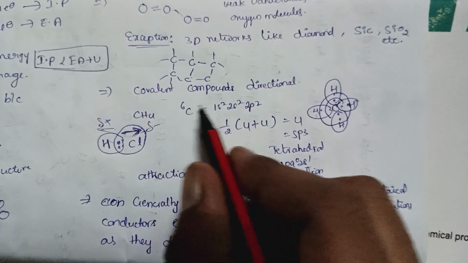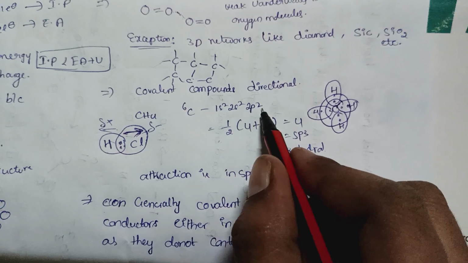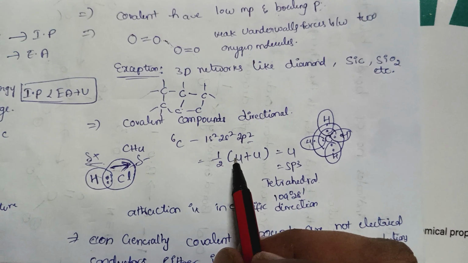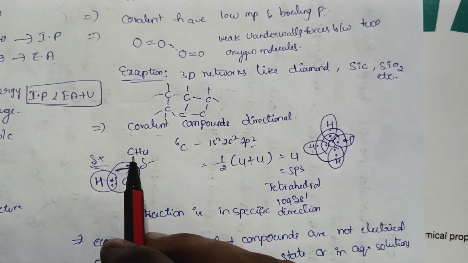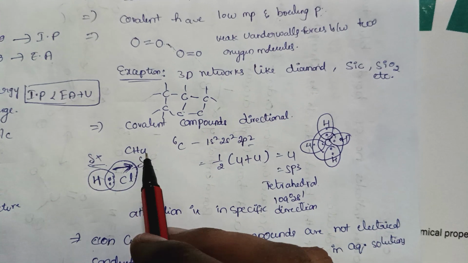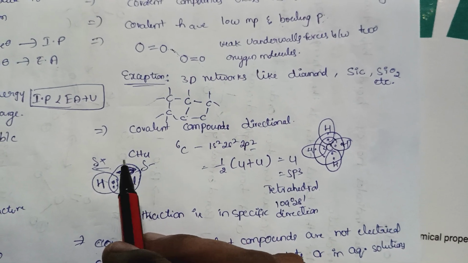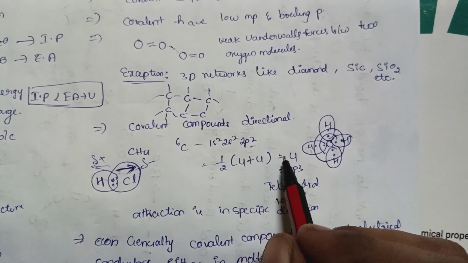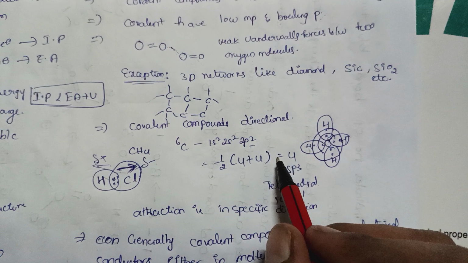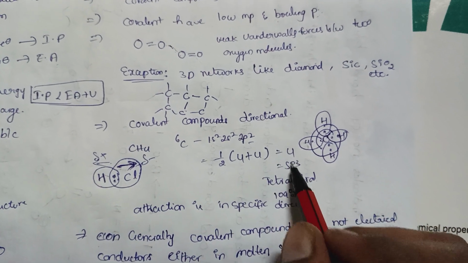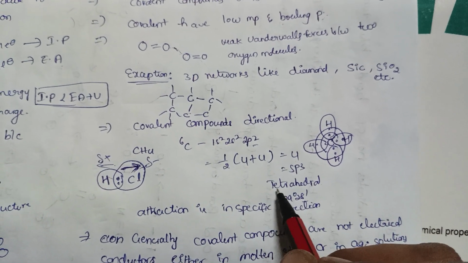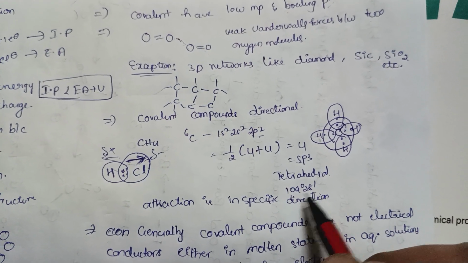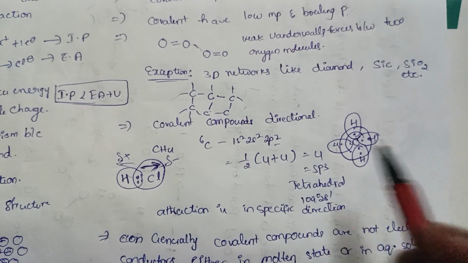Carbon's atomic number is 6. The configuration is 1s2, 2s2, 2p2. For hybridization, the number of valence electrons present in carbon is 4, and the number of monovalent atoms surrounding carbon is 4 hydrogens. Here no charge is present, so we get 4. The hybridization is sp3. The geometry is tetrahedral. The bond angle is 109 degrees 28 minutes. Attraction is specific in direction.